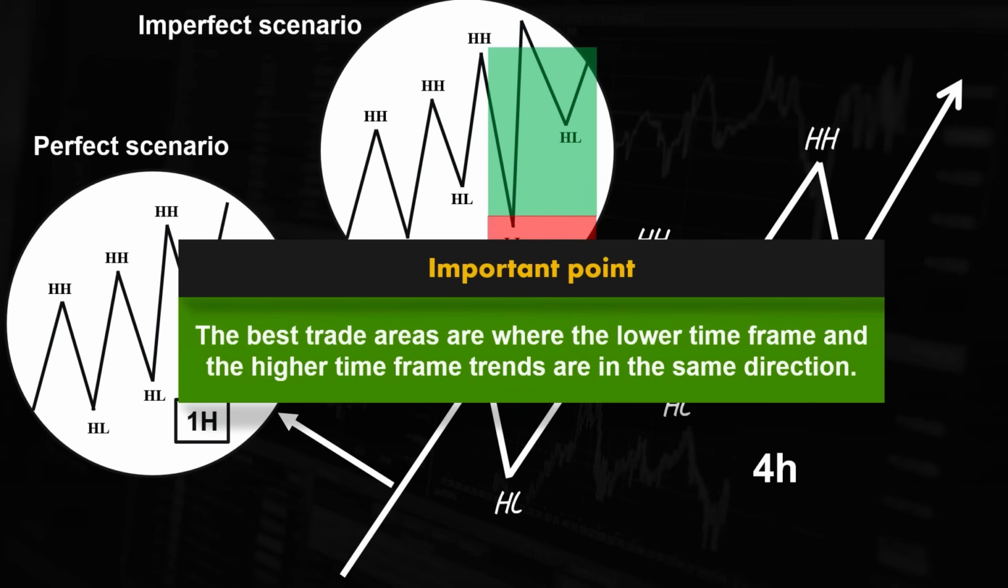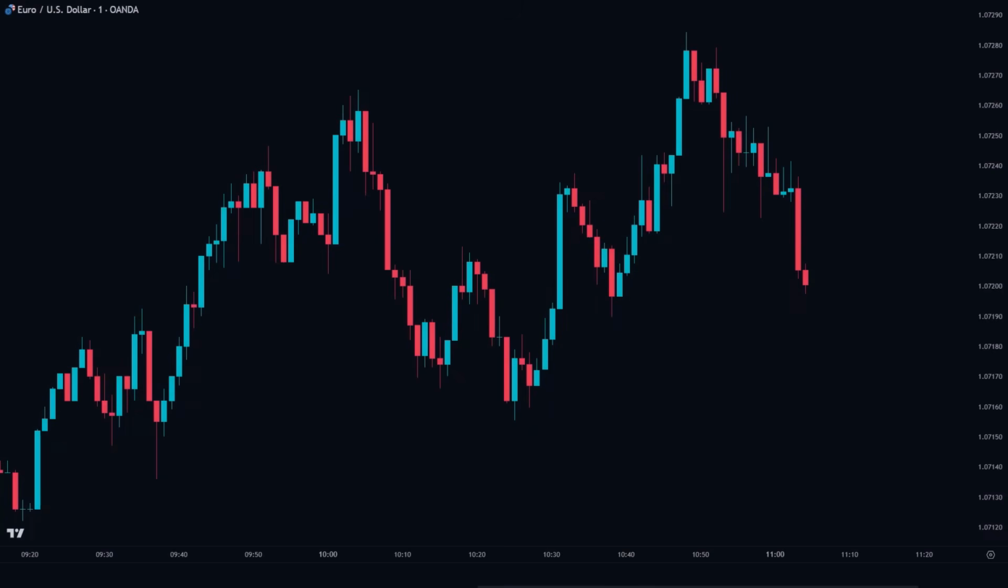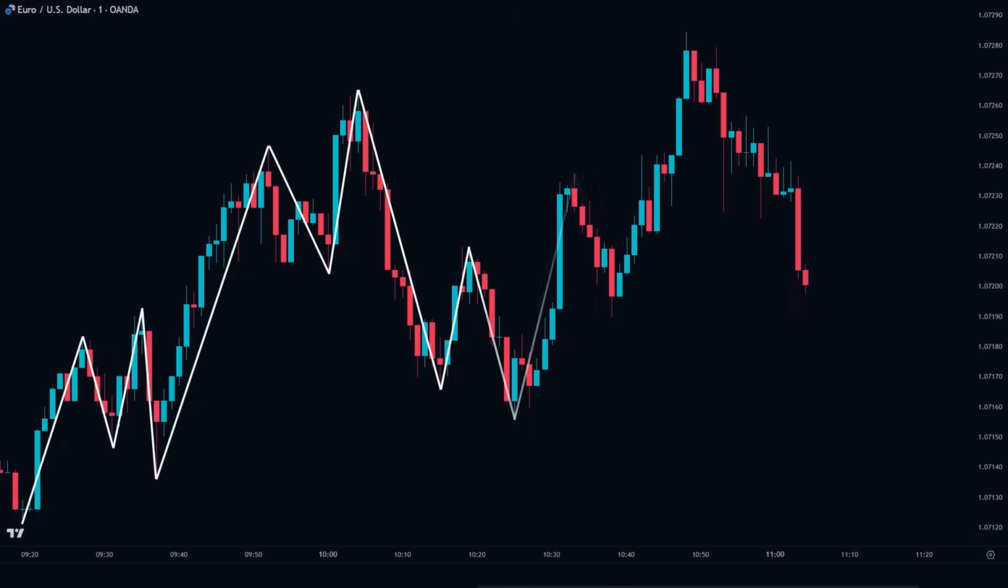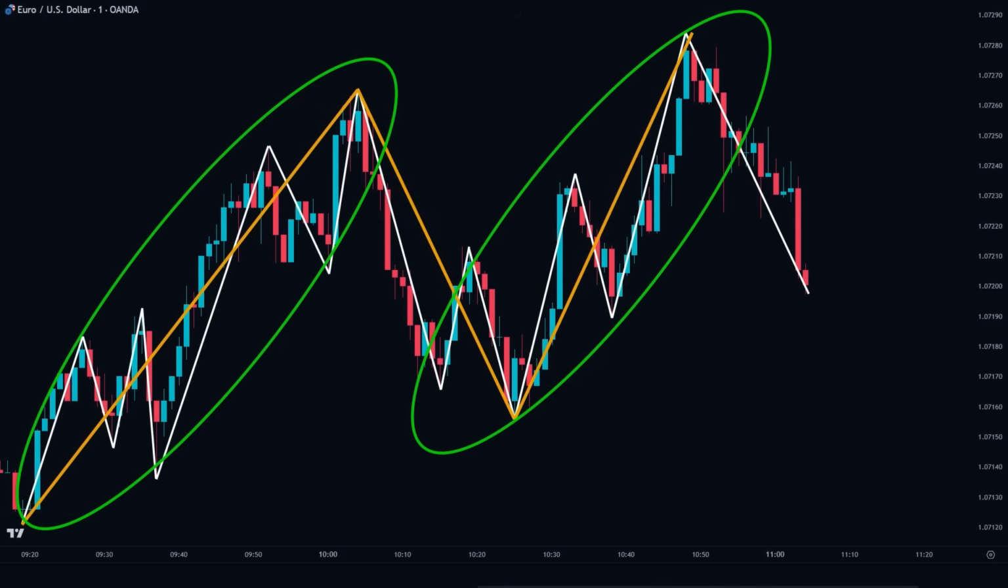Here is an important point. The best trade areas are where the lower time frame and the higher time frame trends are in the same direction. Here on the Euro-Dollar 1-minute chart, these are the impulsive and corrective moves that we see. But if we zoom out to the 5-minute chart, we only see these ones. So in the areas where the 1-minute and 5-minute charts are in the same direction, trading will make more sense. Now that we've explained some of the basic concepts about market structure, let's move on to the advanced phase.